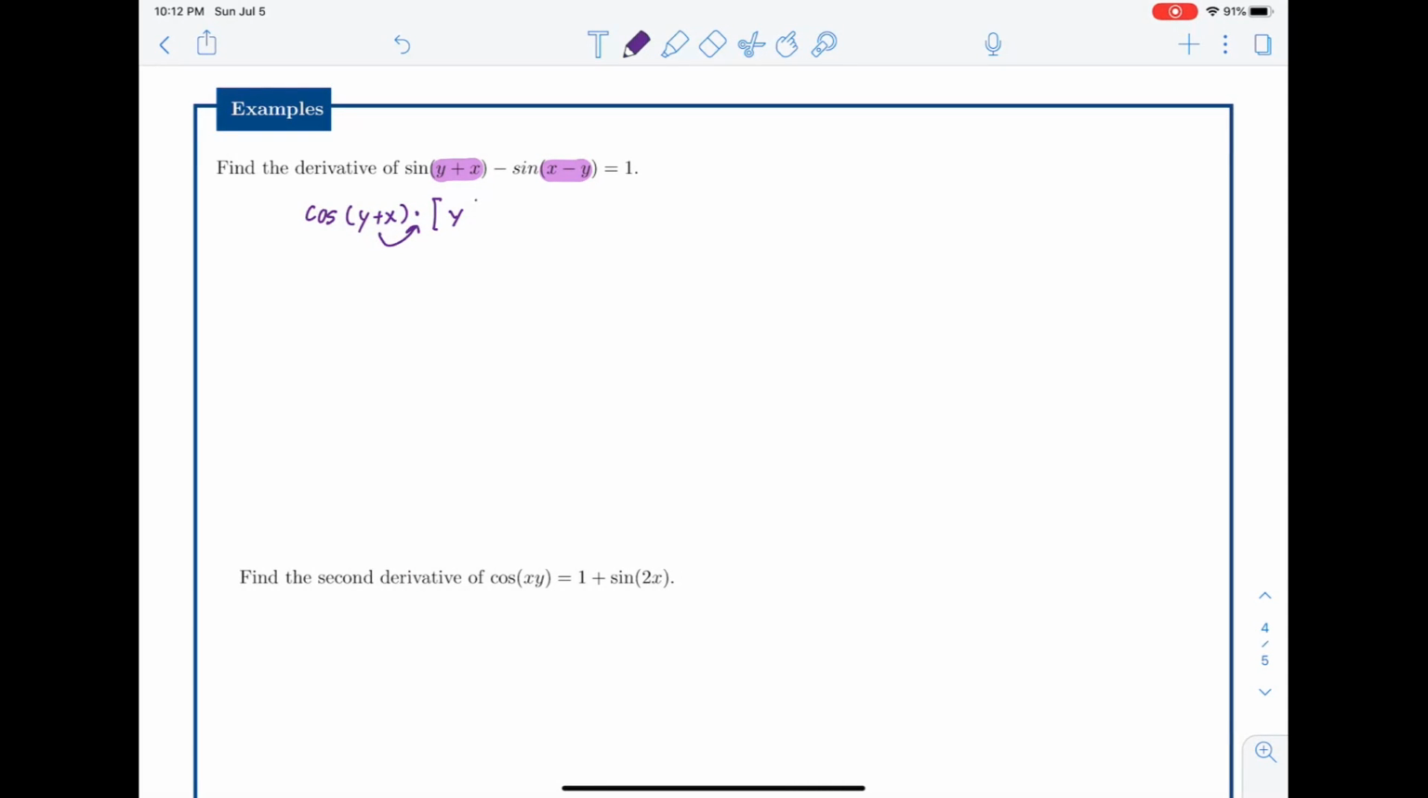So the derivative of the inside would be y prime plus 1, minus cosine of x minus y multiplied by negative y prime minus 1. Sorry, plus 1. So if I pull a negative out, I would have cosine of y plus x times y prime plus 1. We don't have to do it, so y prime plus 1, plus cosine of x minus y times 1 minus y prime equals 1. And that is an implicit equation.